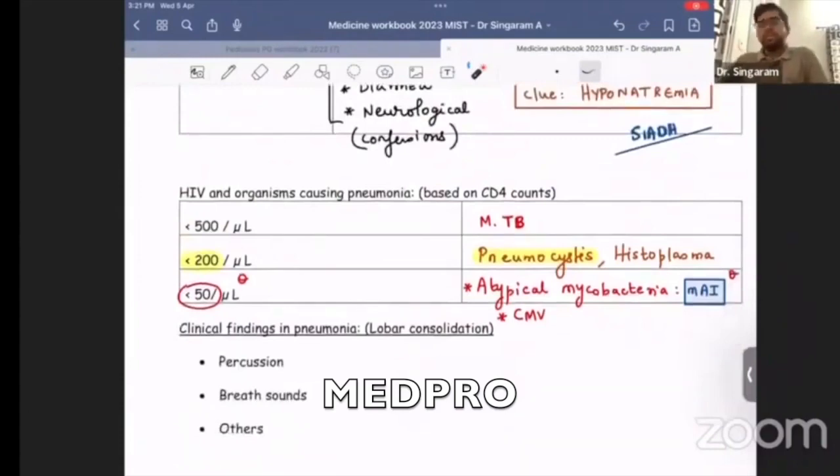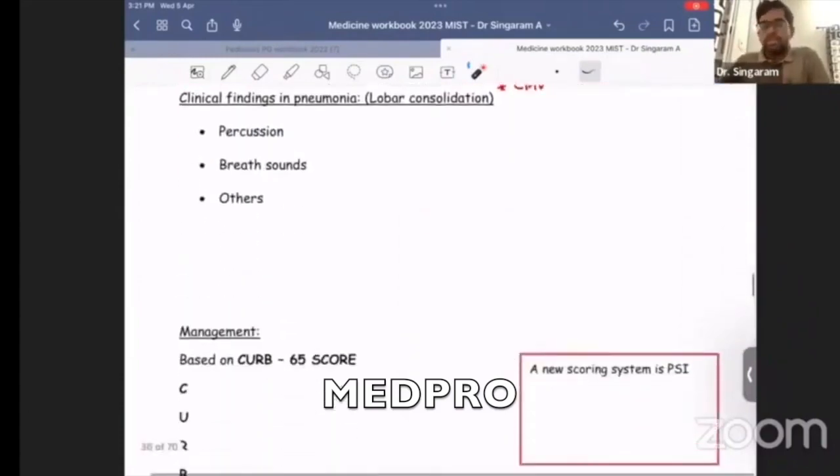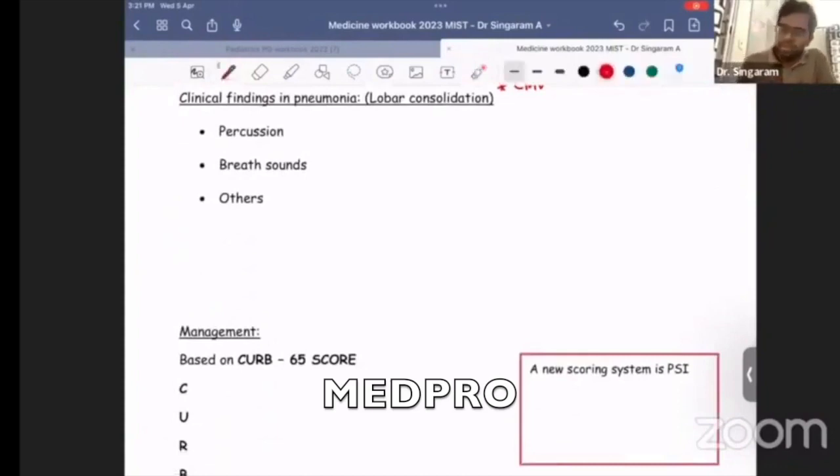Now, what are the classical findings in pneumonia? I have already told you the patient can have fever, cough, and so on. Now, if you start examining the patient, what findings can you get? Very simple: percussion. You keep your fingers over the patient's chest, and with your other middle finger you tap over the chest. This is what is called percussion. Generally, you get a note like this.